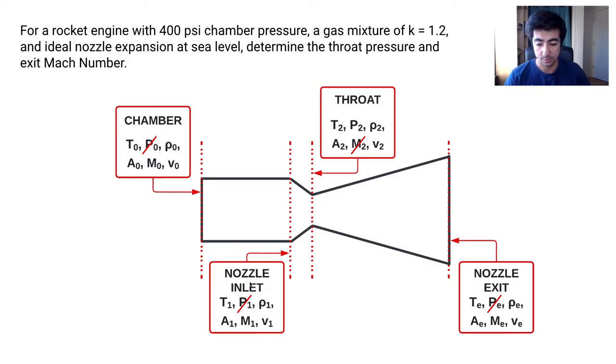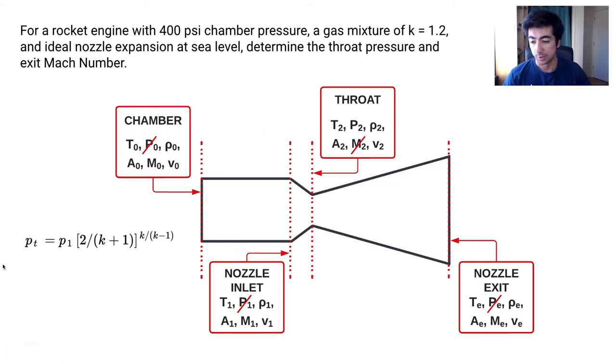And so one more thing we do know is at the nozzle inlet, we can usually approximate the nozzle inlet conditions for temperature, pressure, and density to be equal to the chamber conditions. So we say that not much is changing between the beginning of the chamber and the end of the chamber when the nozzle starts. And so here's everything that we know. And we're trying to learn the throat pressure and the exit Mach number.